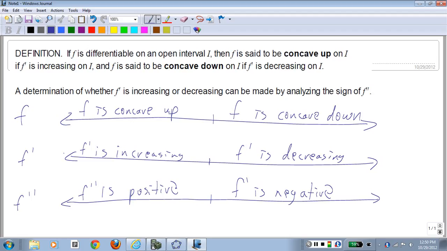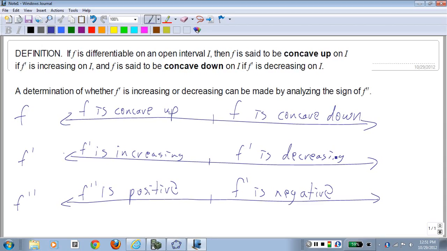Now it kind of starts in the middle according to our definition. We look at f prime, and we find where f prime is increasing, where f prime is decreasing. But these three are equivalent. If we're on an open interval and f prime is increasing, that means f itself is concave up and f double prime is positive. Those three are equivalent.